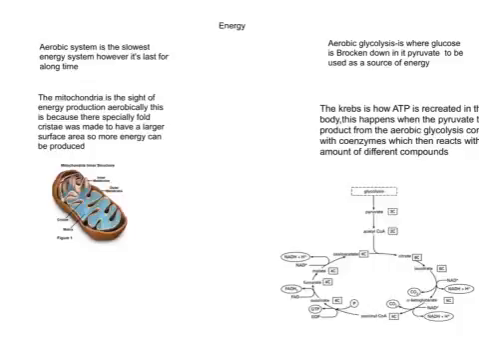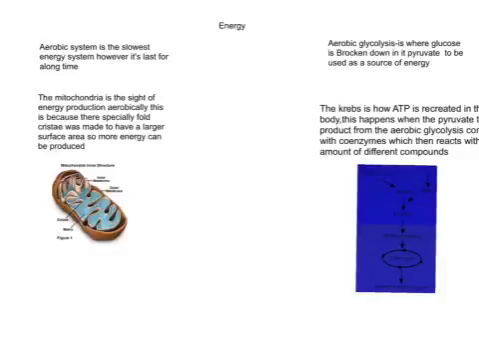The energy system used for steady state exercise has to be efficient and work at a low intensity. This is because the body will be able to cope with the demand of oxygen. This is the aerobic energy system. This happens by breaking down glycolysis into pyruvate, which then reacts with acetyl coenzyme, which is created in the mitochondria. The reason for this is to create more ATP so the energy cycle can keep going. The mitochondria is the site of energy production aerobically. This is because they have specially folded cristae made to have a larger surface area so more energy can be produced.